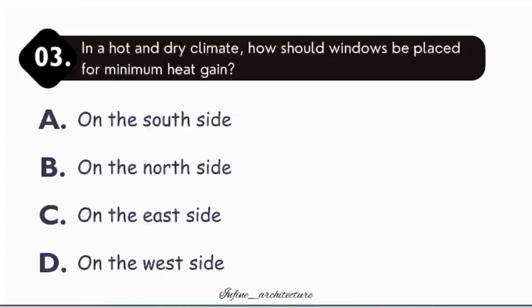In a hot and dry climate, how should windows be placed for minimum heat gain? The options are on the south side, on the north side, on the east side, on the west side. So the right answer will be option number B, on the north side.